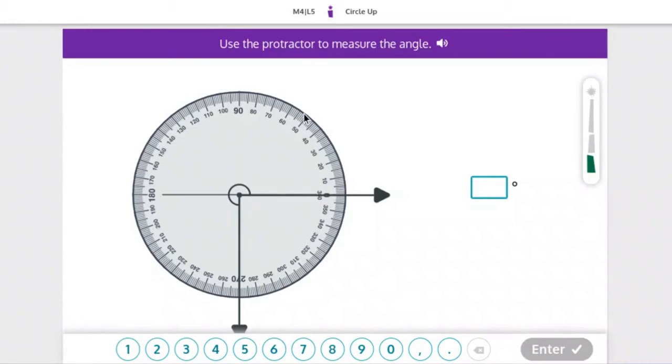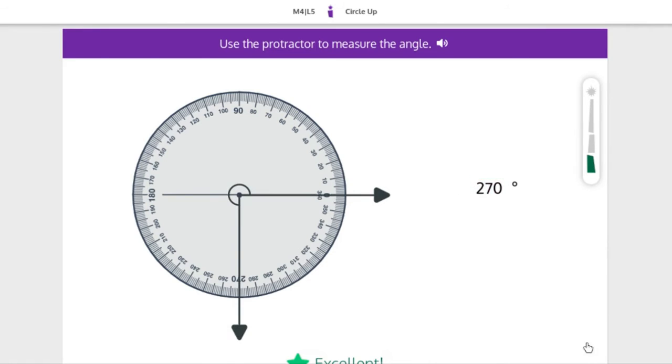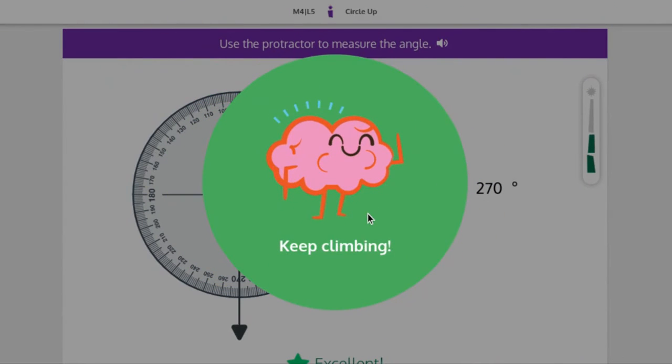Now, this one tells us to use the protractor to measure the angle. So, again, if our angle is here, okay, we'll notice, again, where does it come out at? It starts at 0, goes to 270. And I know they want us to use the outside angle because that's where the circle is. If they wanted us to measure the inside, they would have a little circle, a little arc in here. But they don't. They want this big one on the outside. So it starts at 0, follow it around. Where does it end up? 270, because that's 3/4 of a turn. 270 degrees. Okay, excellent. Keep climbing.